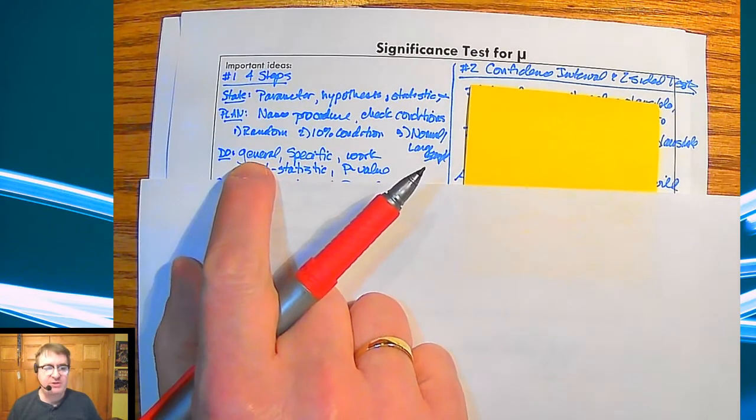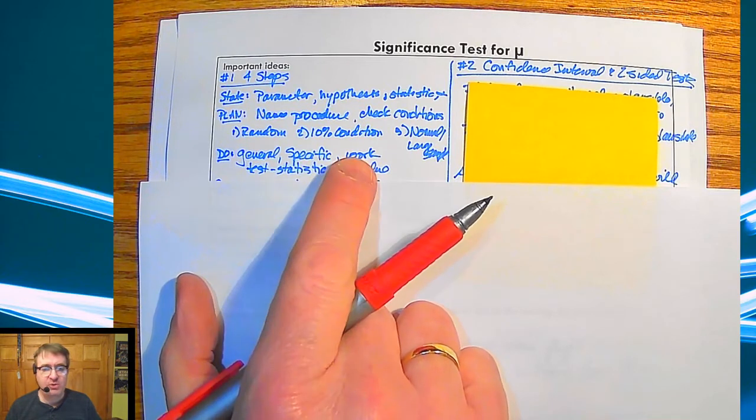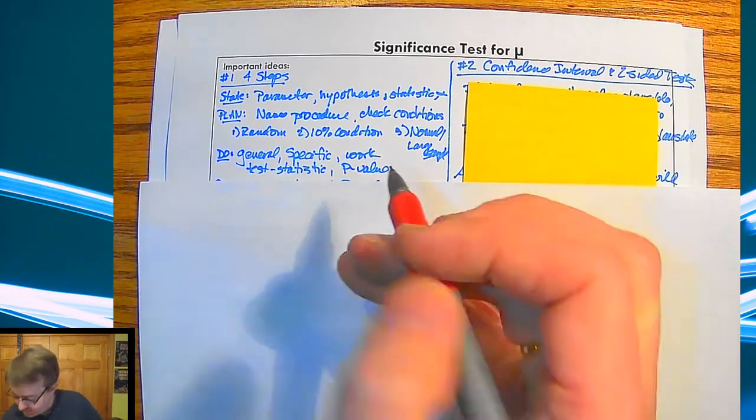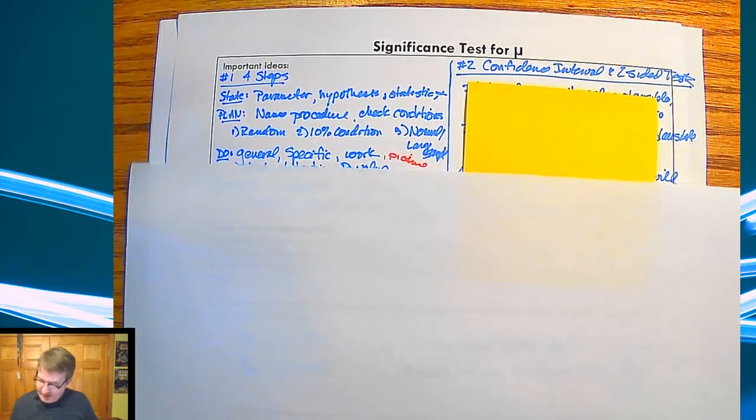For the do, just as usual, you write down the general formula, the specific formula, show your work, draw a picture, test statistic, p-value. I forgot the picture. Picture's always helpful. And last but not least, your conclusion.